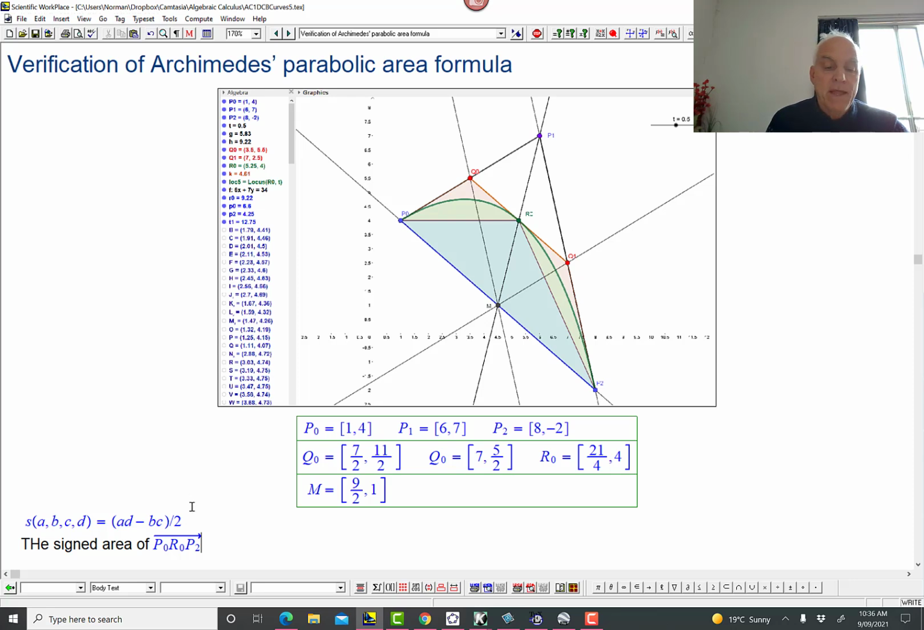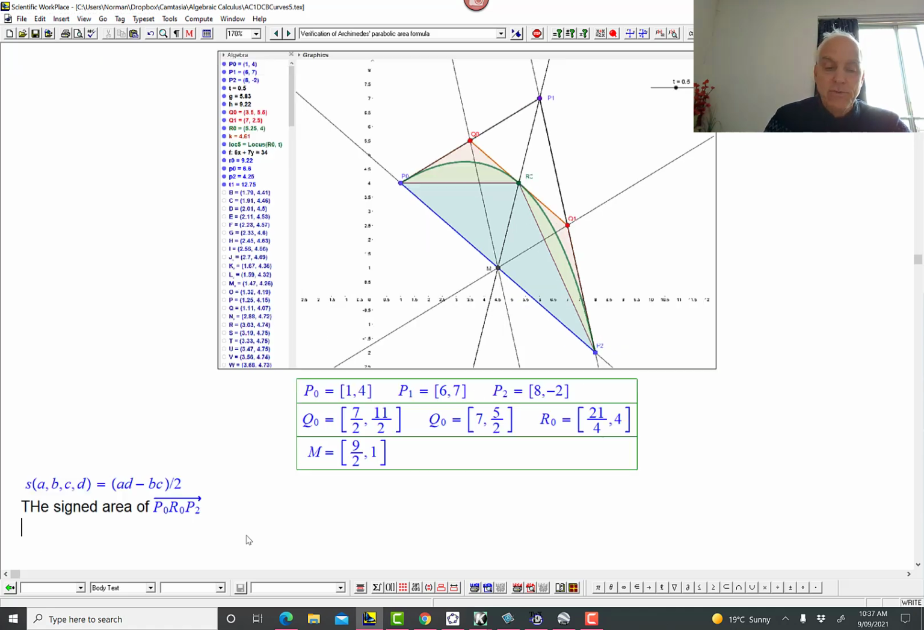To make that easy, here's a little function that we can define, S. S of A, B, C, D is AD minus BC all over 2. Okay, so if AB is the coordinates of the first point and CD is the coordinates of the second point, then this will churn out the signed area. Okay, so let's do that.